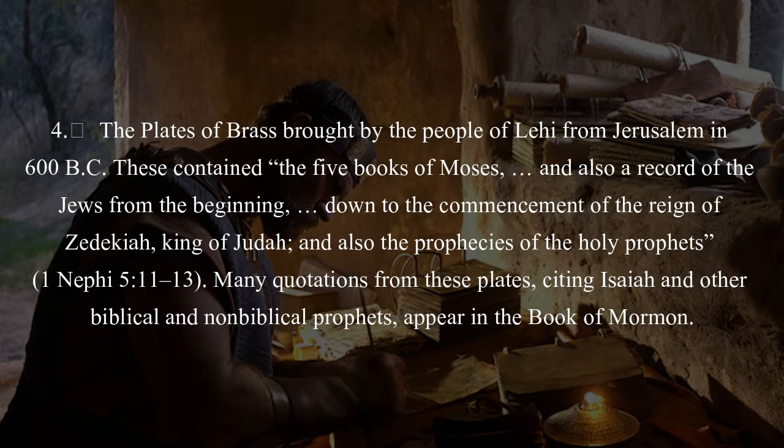4. The plates of brass, brought by the people of Lehi from Jerusalem in 600 BC. These contained the 5 books of Moses, and also a record of the Jews from the beginning, down to the commencement of the reign of Zedekiah, king of Judah, and also the prophecies of the holy prophets, 1 Nephi 5, 11-13. Many quotations from these plates, citing Isaiah and other biblical and non-biblical prophets, appear in the Book of Mormon.